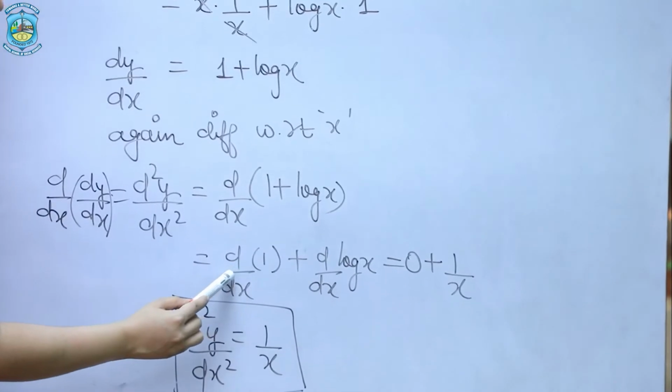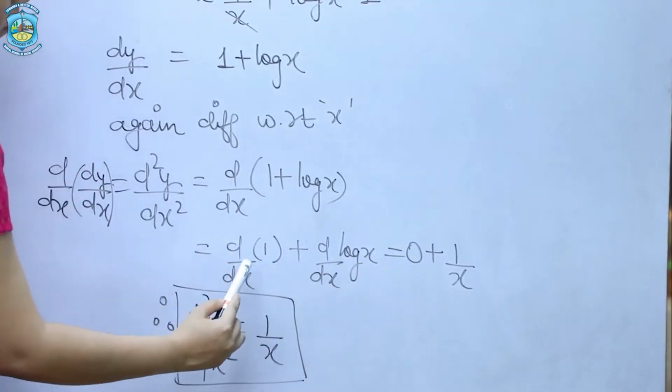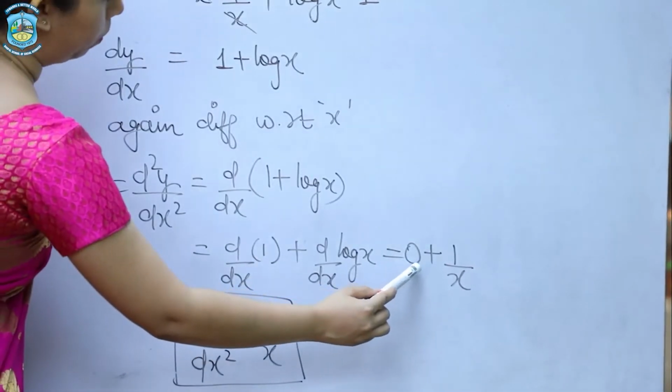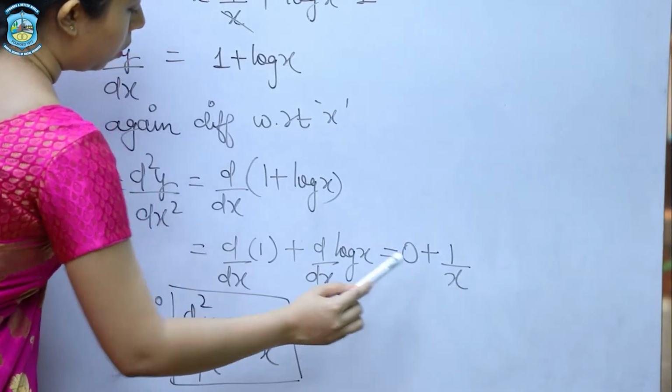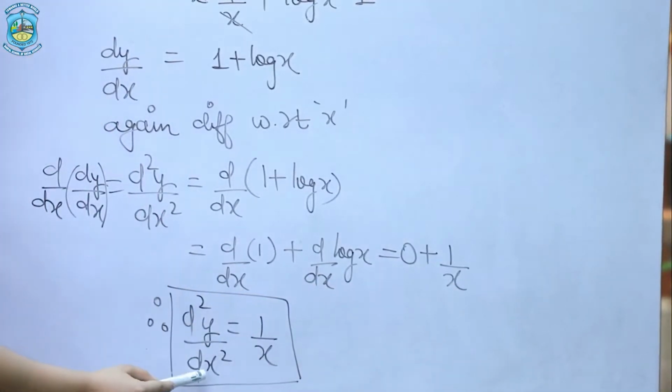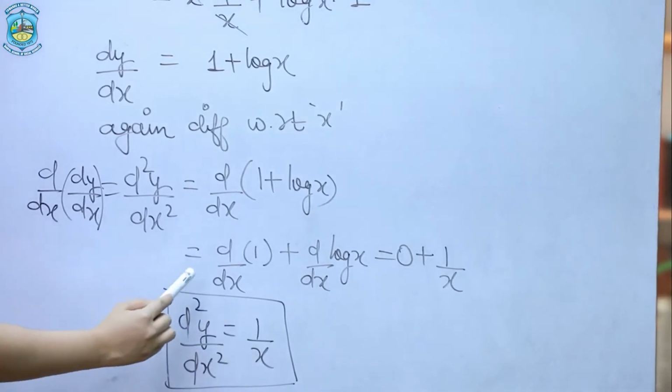Now, as we all know, the derivative of a constant is 0. So, d by dx of 1 becomes 0 and the derivative of log x is 1 by x. So, the final value of d2y by dx square is 1 upon x when the function was x log x.